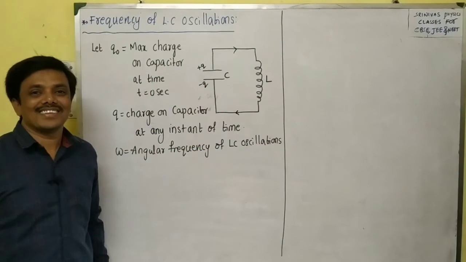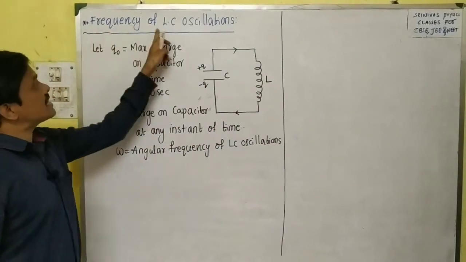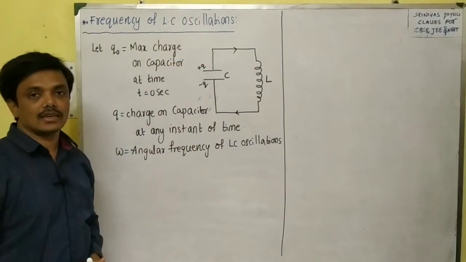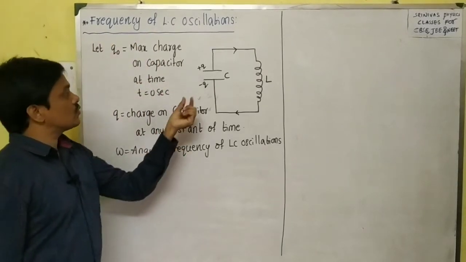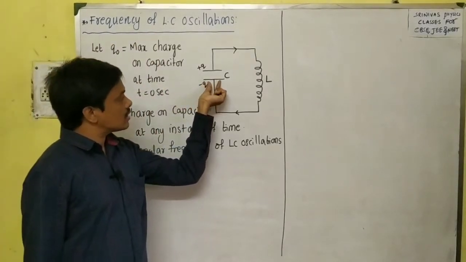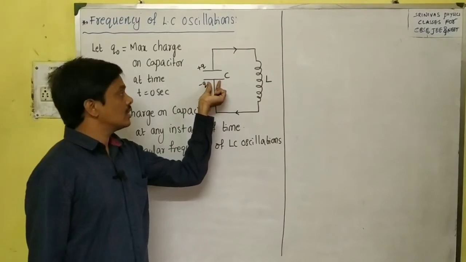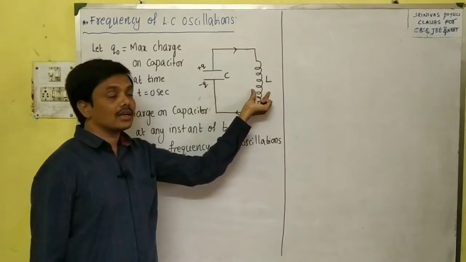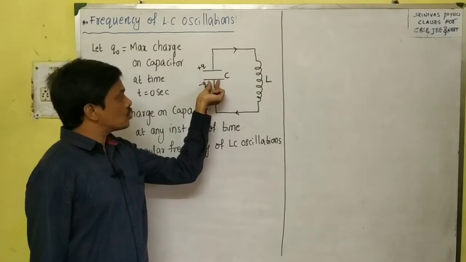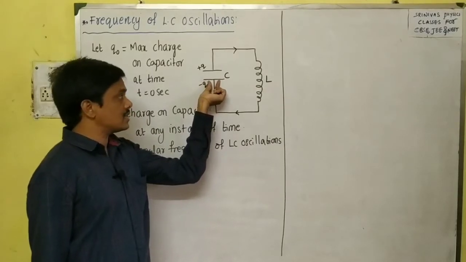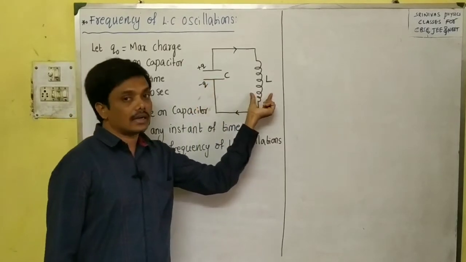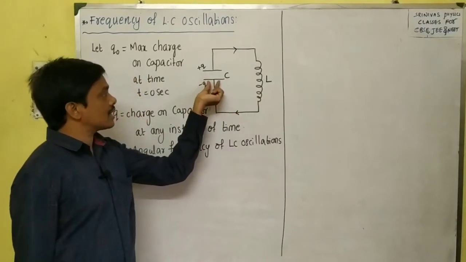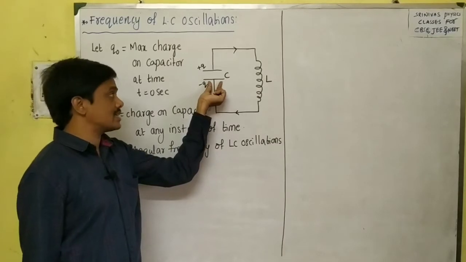Hi to all. Today's topic is frequency of LC oscillations. Now in the last topic we discussed that when a capacitor which is fully charged is connected to the inductor, the energy stored in the capacitor will be exchanged between the capacitor and inductor. Initially the capacitor is fully charged, that's why it has energy.